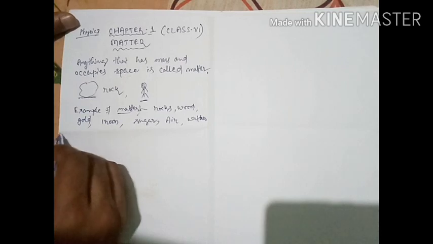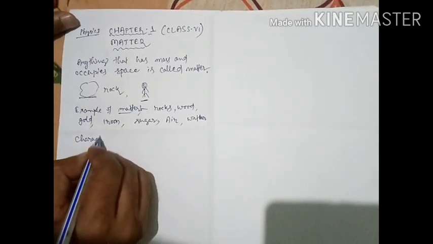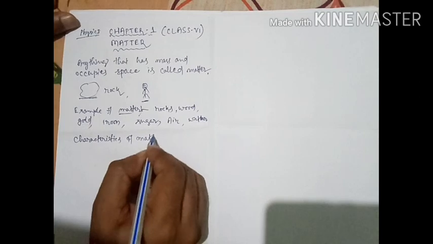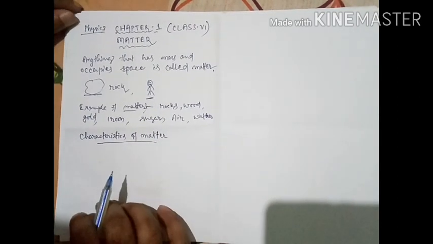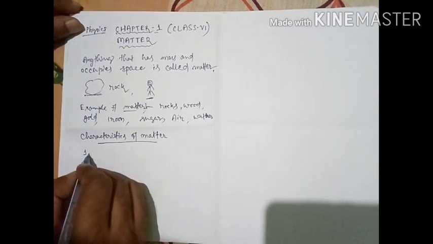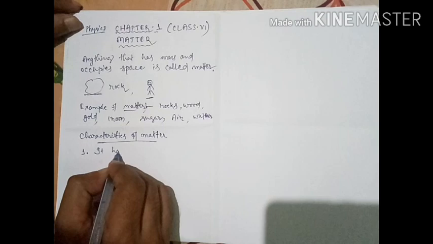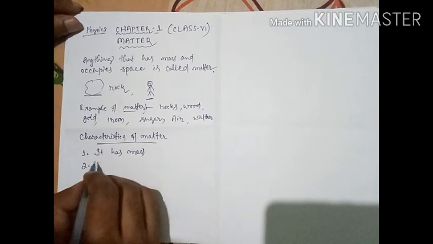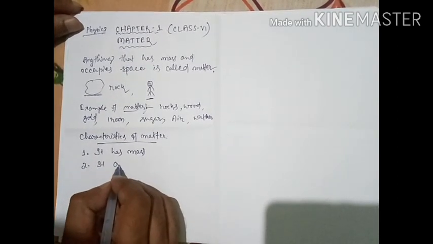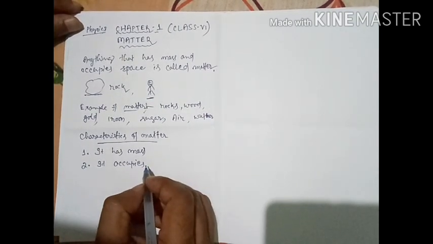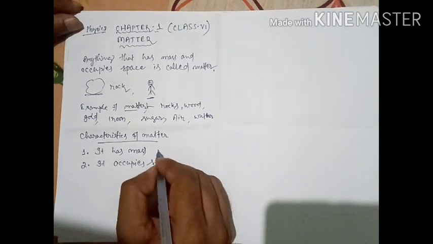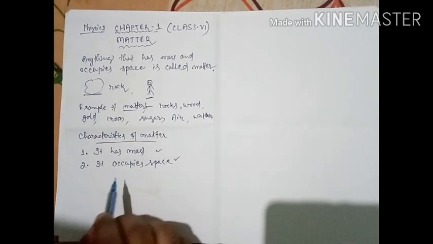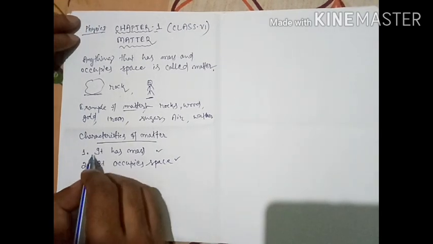Now we are going to discuss the characteristics of matter. What are the characteristics of matter? Students, there are two main characteristics of matter. The first one I'm writing: it has mass. All matter has some mass. And the second point is: it occupies space. So what is the first characteristic? It has mass. And what is the second characteristic of matter? It occupies some space.